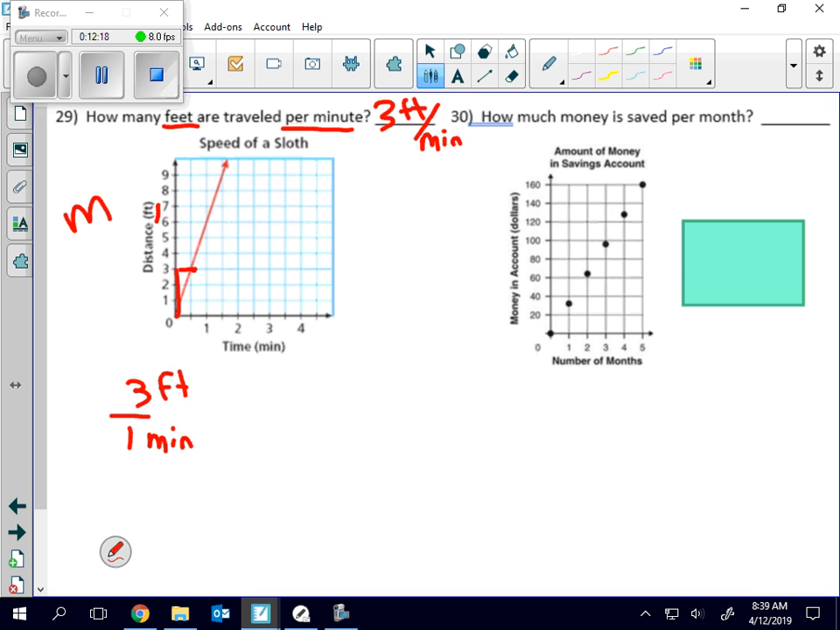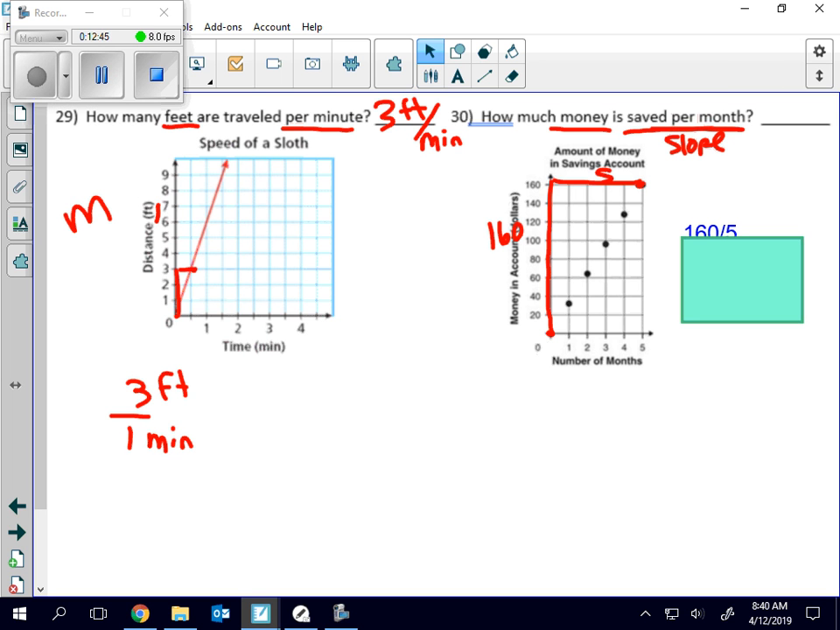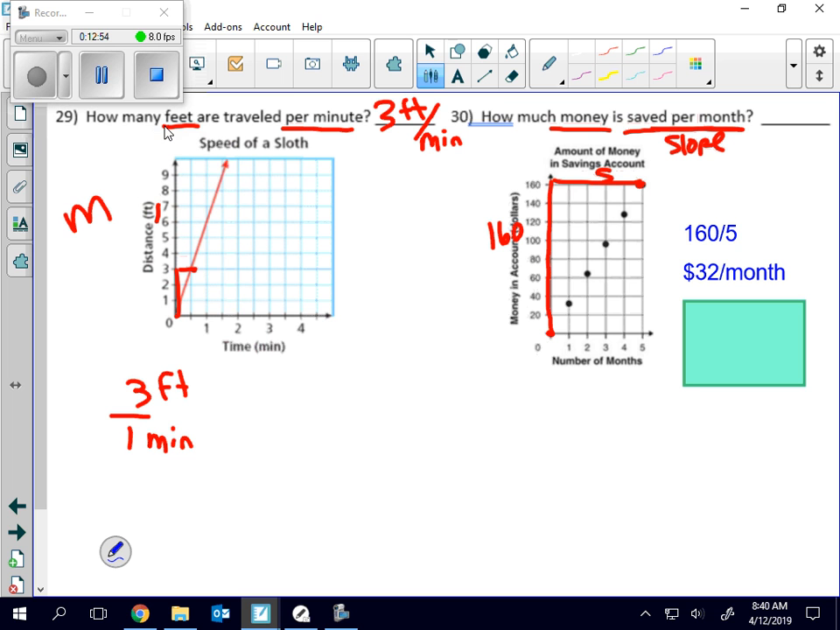All right, the next one. How much money is saved per month? Once again, we're talking about a slope, m. So let's go calculate our slope. We're going to do rise over run, and I need to look for crosshairs. I have one here, and I don't get another one until here. So I am rising 160, and I am running 5. So that's 160 over 5, and when you do the division, you get 32. Where did I get the dollars per month? Well, dollars came from right here, and we are counting months.